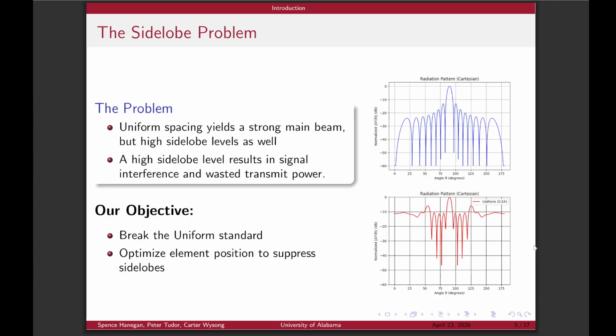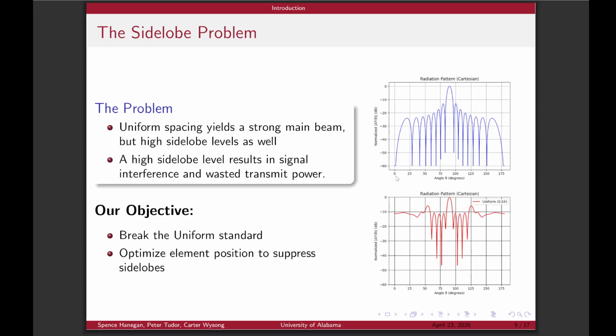The side lobe problem. Uniform spacing yields a strong main beam, which is intended, but a high side lobe level as well. A high side lobe level results in signal interference and wasted transmit power if transmitting, or wasted receive power when receiving, as antenna arrays can be used to transmit or receive signals depending on their polarity. And the spacing of these elements will be in wavelengths due to the fact that antenna arrays depend on their operational frequency. So the wavelength will determine how close or how far the elements need to be from each other.